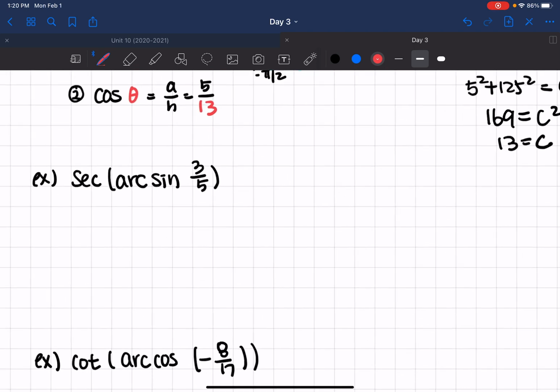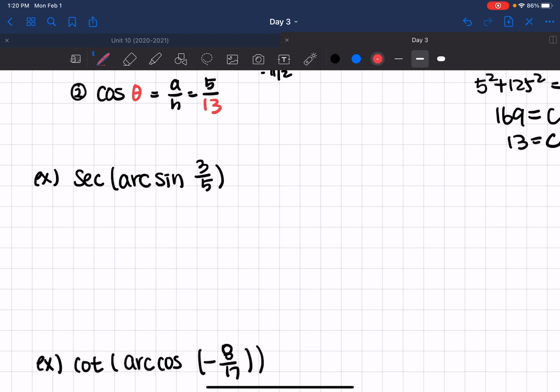Now, second example here, same thing. Let's talk about the inner function first: arcsine of 3 over 5. I don't know the angle, but the sine of that angle has to equal 3 over 5, okay?